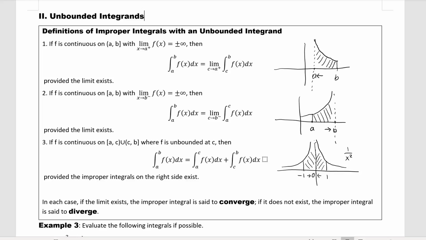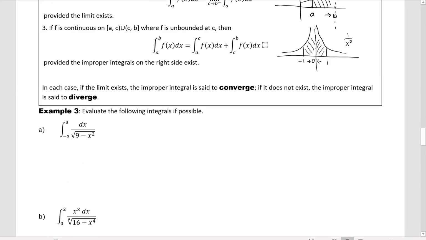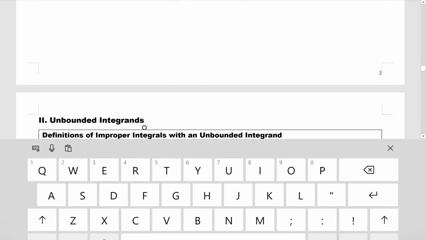Okay, so if the improper integral has a limit that exists, then we say it converges. If the limit does not exist, we say the improper integral diverges. Okay, so let's do some examples.